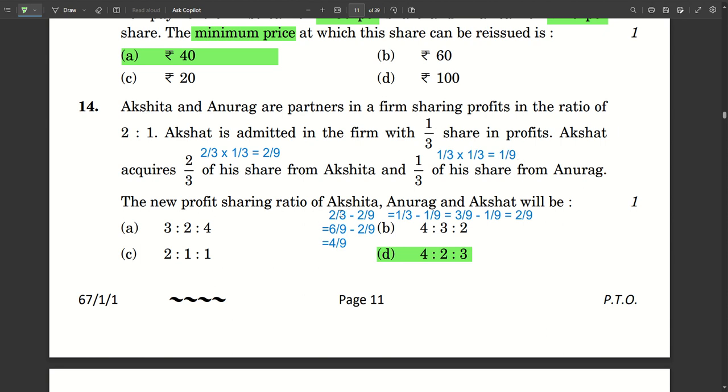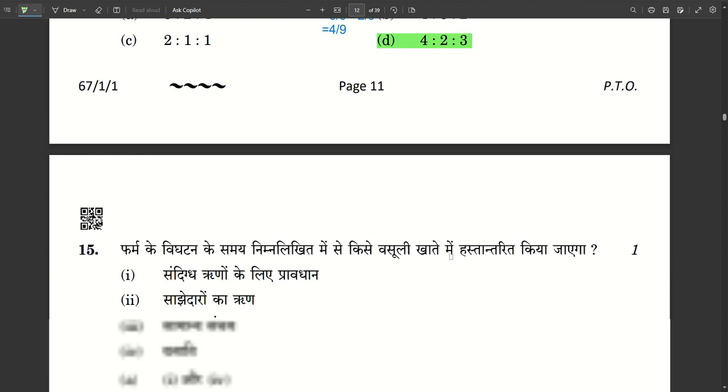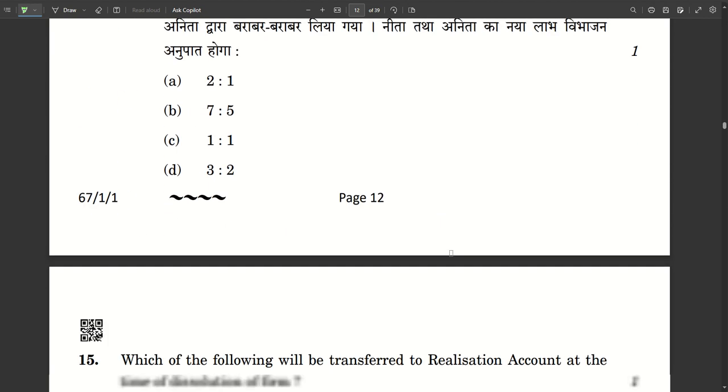So for Akshita, the calculation will be two-third minus the sacrifice, which is 2/9, coming to 4/9. And for Anurag, one-third minus 1/9, which is coming to 2/9. So 4 is to 2. And for the new partner, Akshat, 1 by 3 means 3 by 9. So 4 is to 2 is to 3 is the answer here. Okay, you can use pen and paper as well for your calculation.